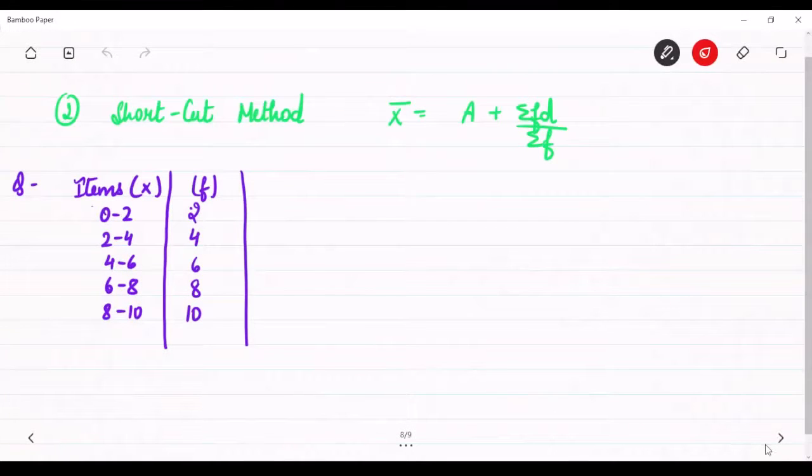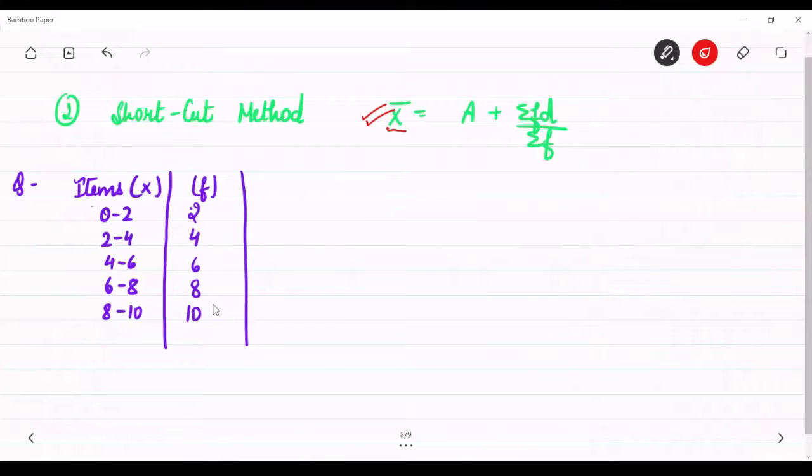Now we are having the shortcut method under continuous series, and the formula that we require to calculate arithmetic mean is A plus sigma FD upon sigma F. I think you all are aware of all the terms used in this formula. So let's start with the calculation. We are having these items as X, or number of observations, and these are the frequencies.